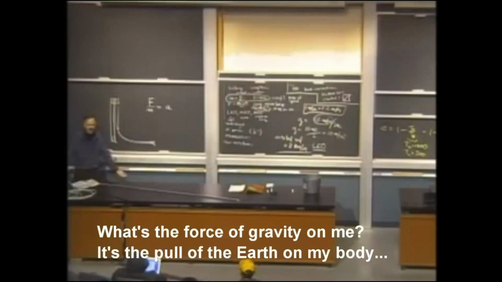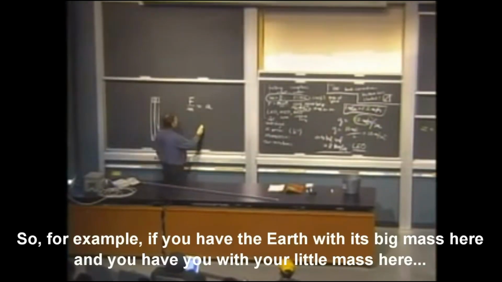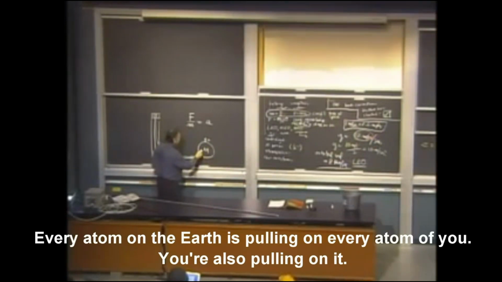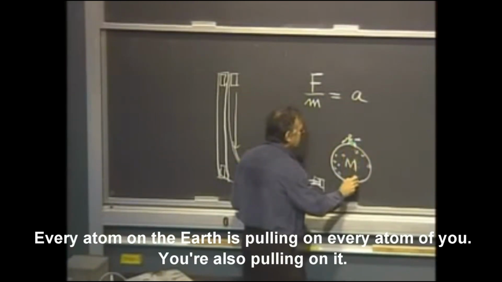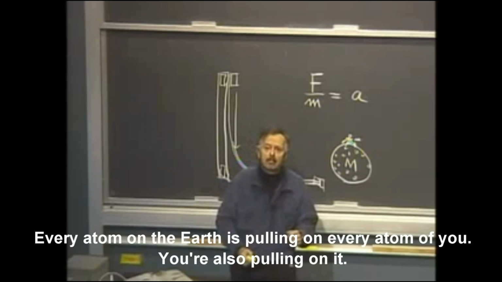Here he goes. What's the force of gravity on me? It's the pull of the Earth on my body. So, for example, if you have the Earth with its big mass here, and you have you with your little mass here, every atom on the Earth is pulling on every atom of you. You're also pulling on it. Okay? So you're pulling on it, and everything is pulling on you.